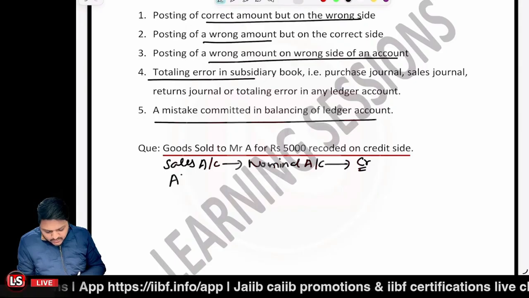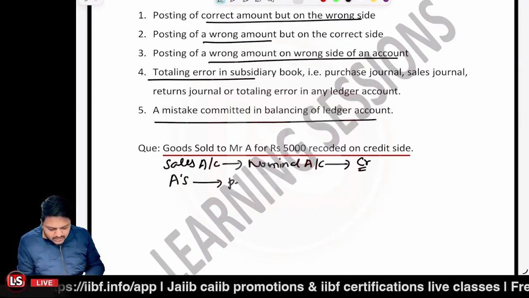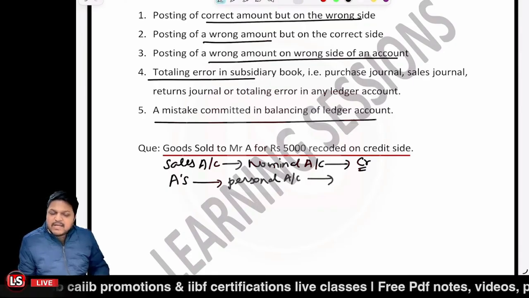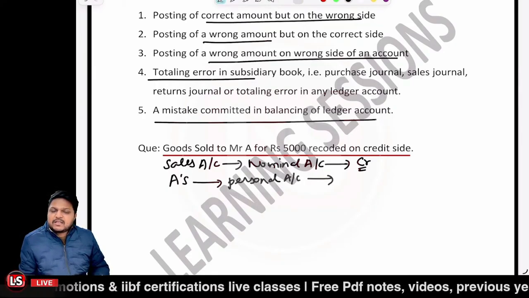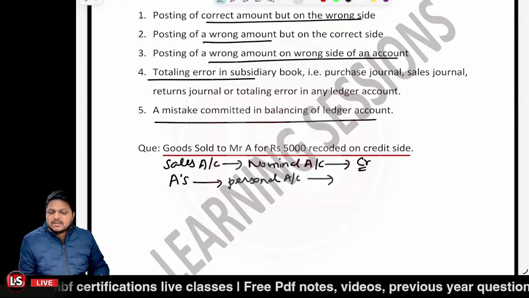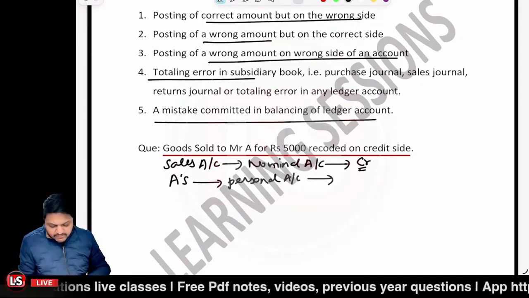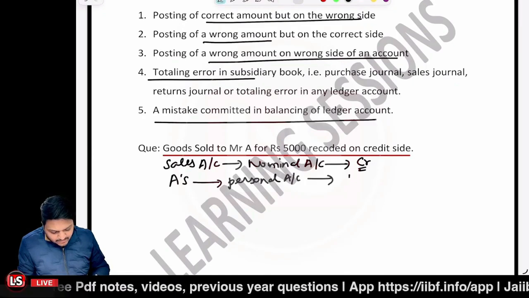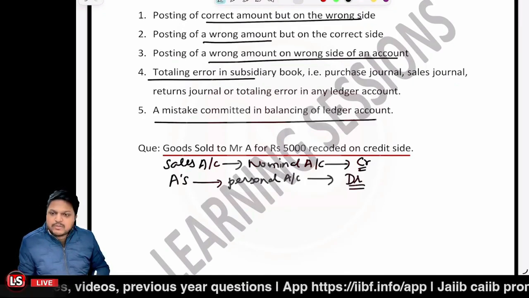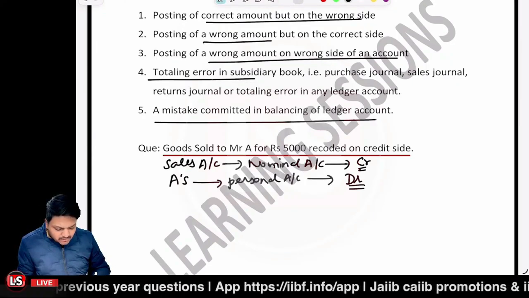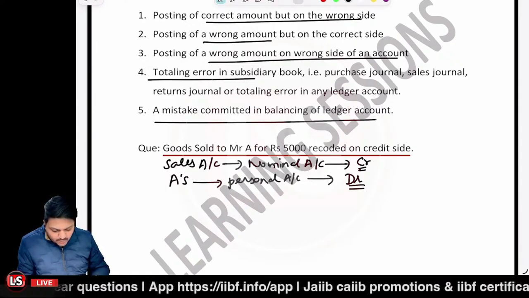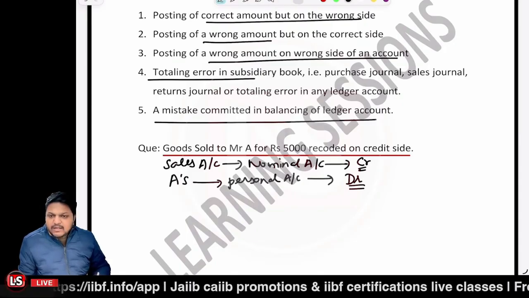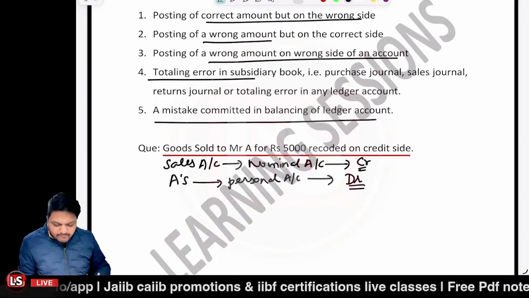And A's account is what? A's account is a personal account. The personal account golden rule says debit the receiver and credit the giver. So A is receiving the goods, so A's account is to be debited. This would be the correct entry: the sales account will be credited with rupees 5,000 and A's account will be debited with rupees 5,000.